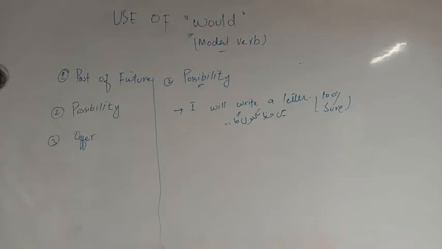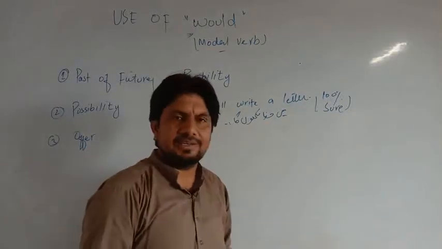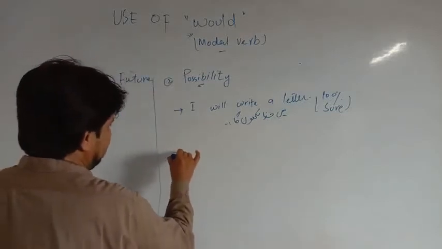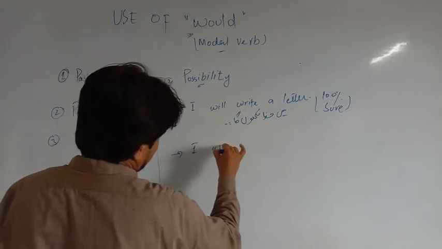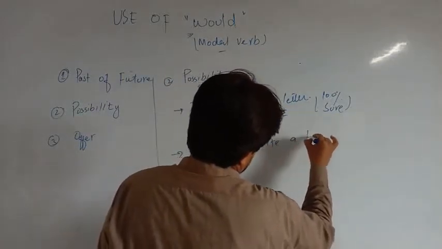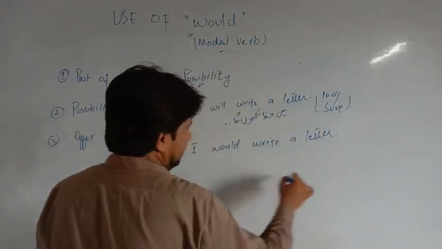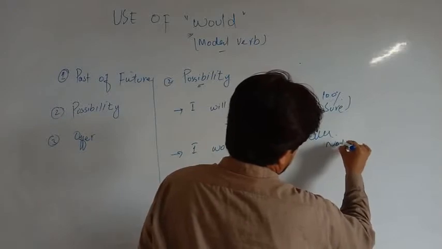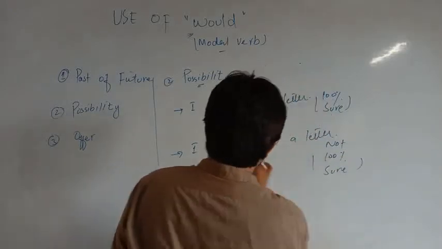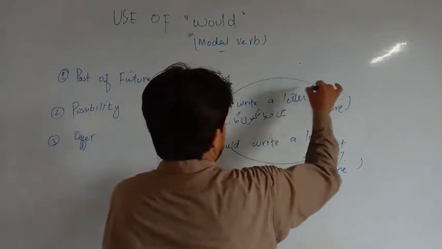But being a native speaker, they will be able to know whether this person is 100% sure or not. So here you see, if I change it and say, "I would write a letter." What does it mean? Not 100% sure, due to would and due to will.